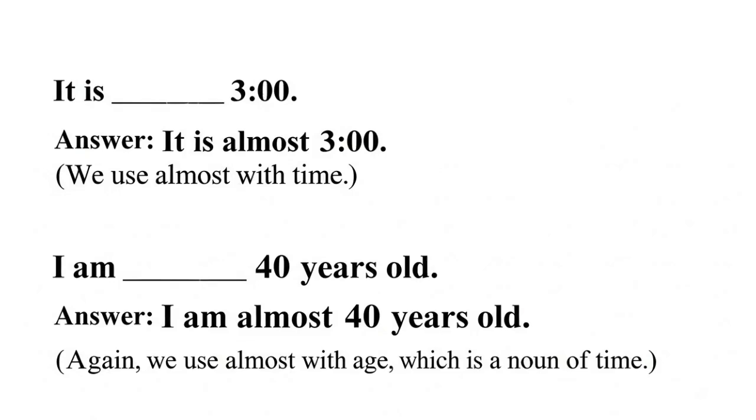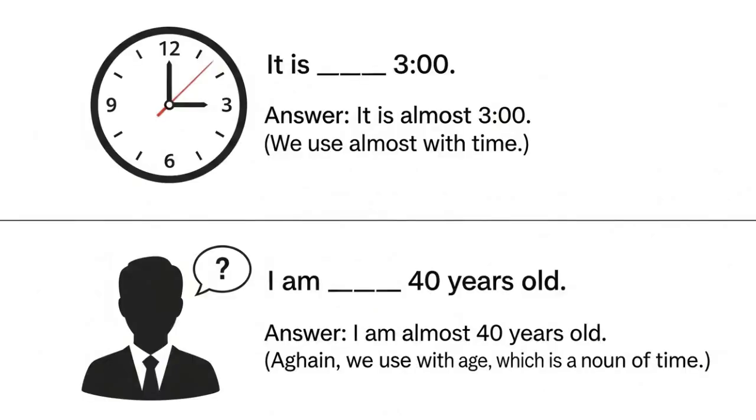3. It is blank 3 o'clock. What do you think? If you said almost, you are correct. It is almost 3 o'clock. So we use almost, like I said before, with time and place. Number 4. I am 40 years old. What do you think? I am almost 40 years old.